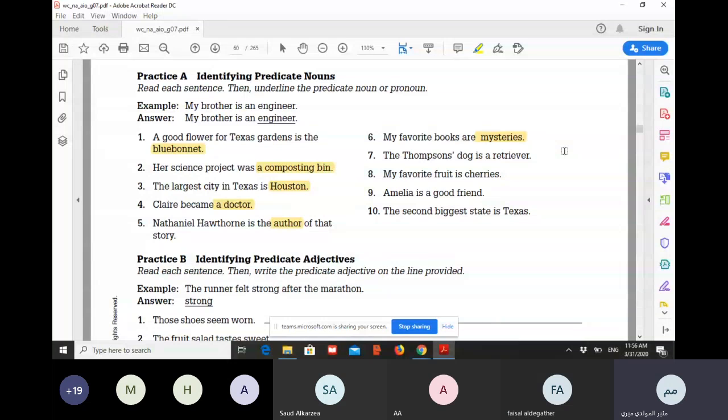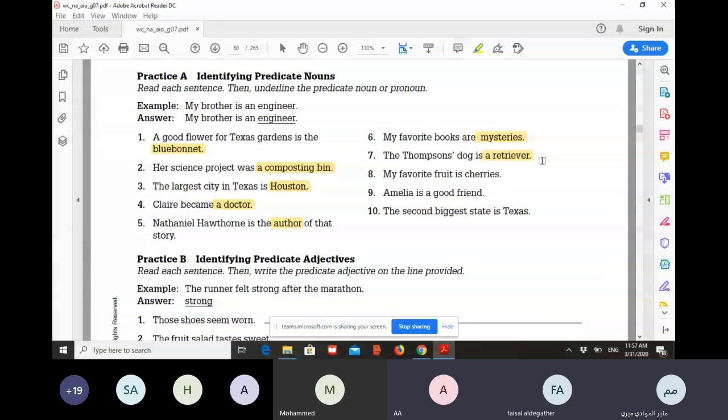Can I do number 10? The dog is a retriever. A retriever. Excellent. What is it? It's a predicate noun. A predicate noun. Excellent.